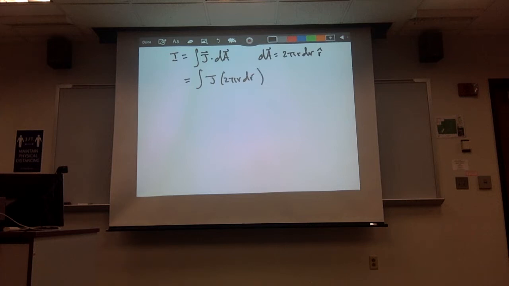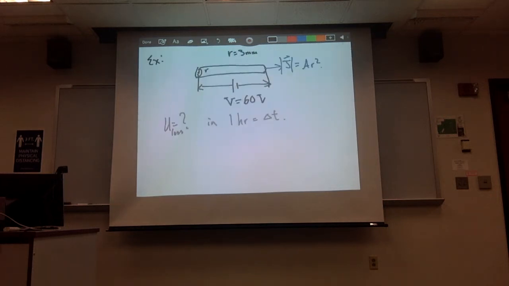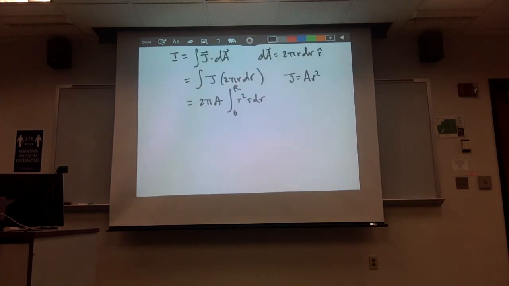Now in our case, we know that j is equal to what? Some constant a times r squared. So I'm going to rewrite this as 2 pi times a, integral, I get an r squared times r dr. And I'm going to integrate this over the cross-sectional area of the wire, so from 0 out to the radius of the wire. So this is my radius. Let's go back here and call that capital R instead of little r, so we have the right notation.